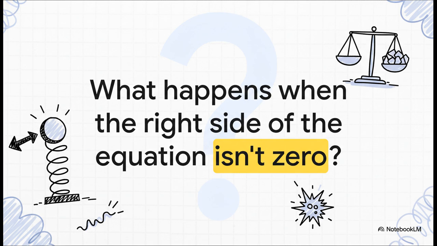So we have totally mastered the case where the right side of our equation is 0, when there's no external force pushing on the system. Which leads to the obvious next question. What do we do when there is a force? What happens when that right-hand side is not 0? Well, that's a story for another time.